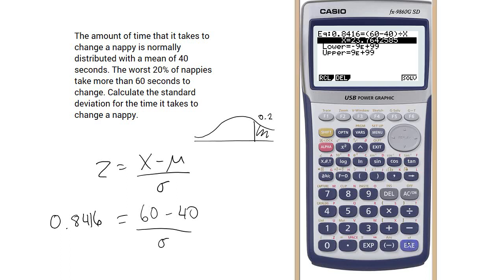We then press execute and solve. That tells us that our x value, or in this case that stands for our standard deviation, is 23.76. And that's the answer to our question.